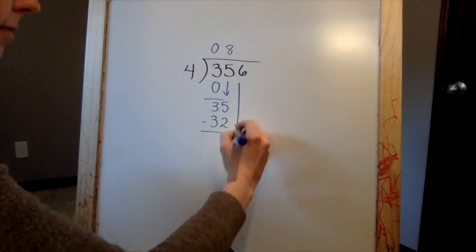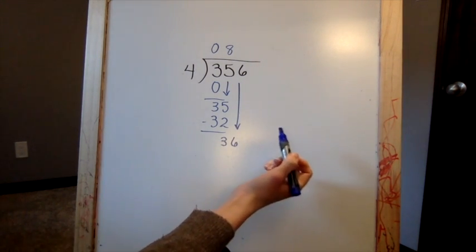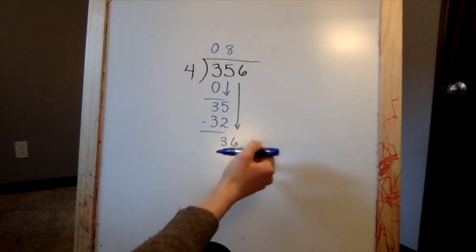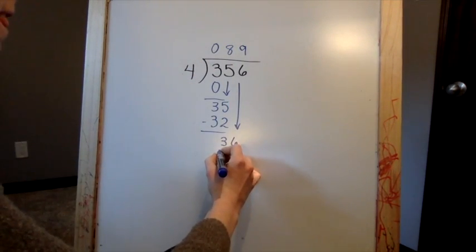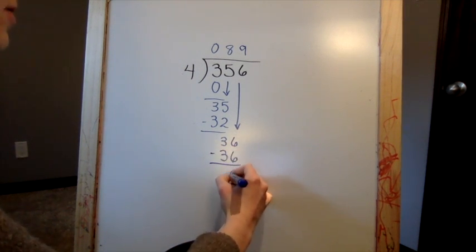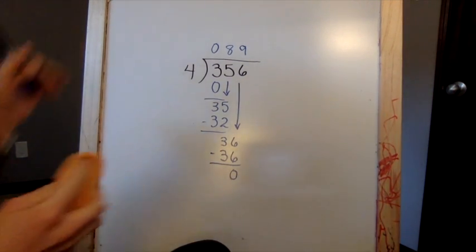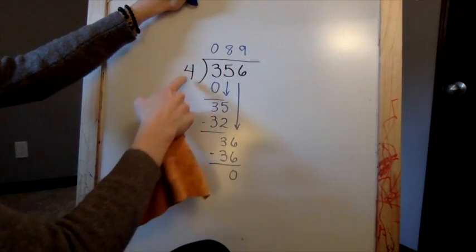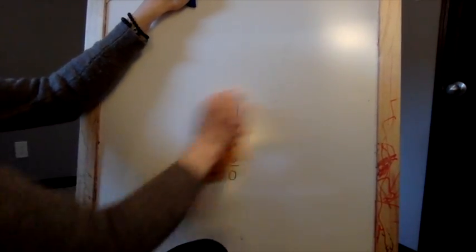I'm going to bring down this 6. My arrow's less wonky this time. I'm going to bring down the 6. So 4 goes into 36 9 times. 4 times 9 is 36. I subtract to make sure I have a 0, so there's no remainders. 356 divided by 4 is 89. If you did 89 times 4, you get 356. Okay, on to the next one.